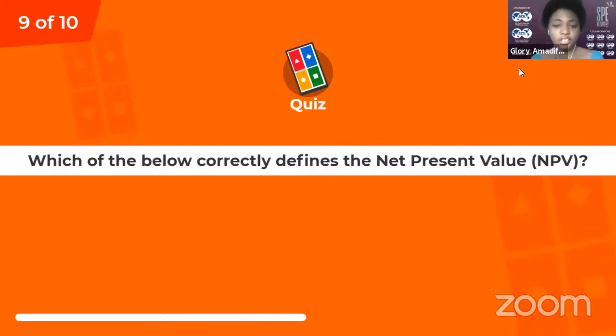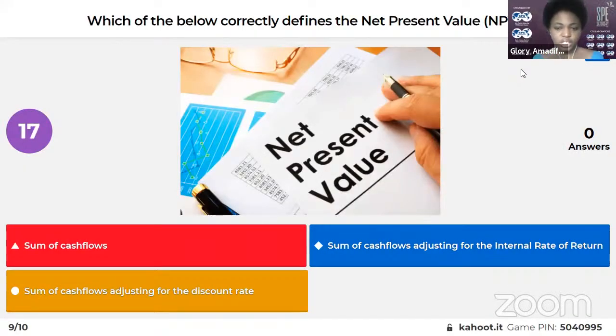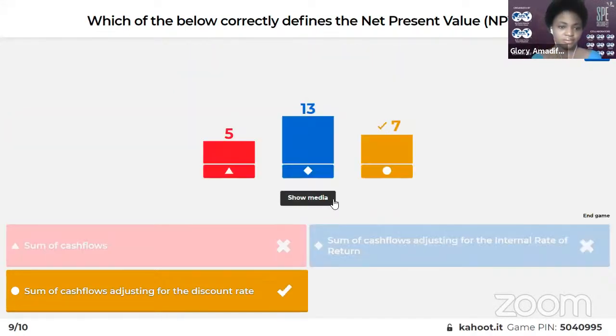Which of the below correctly defines the net present value, NPV? Is it the sum of cash flows adjusting for internal rate of return, or sum of cash flows adjusting for the discount rate? Which is it? So it's the sum of cash flows adjusting for the discount rate. All right. So just 7%. Oh, that's poor. That 7% got that.